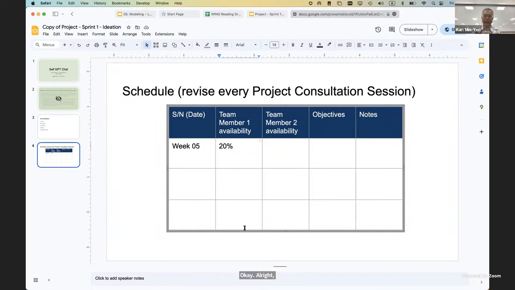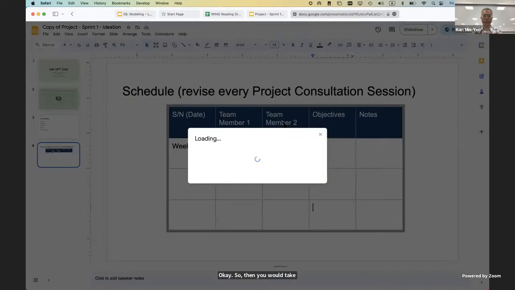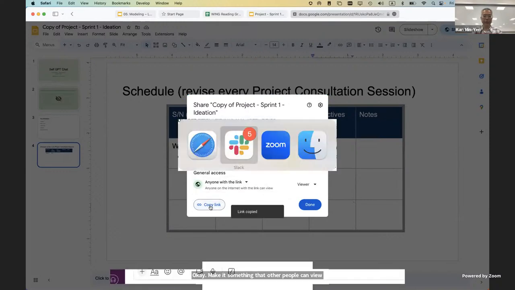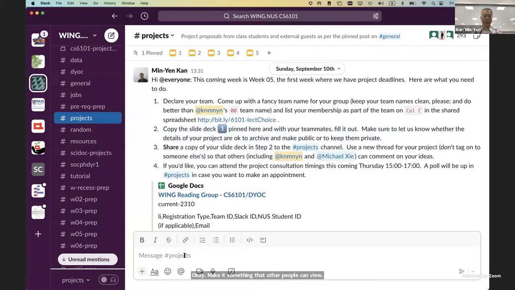I'm not going to tag you for that, but it's important to have that down and put some ideas of what objectives you're trying to do, okay? Then you would take this deck, make it something that other people can view, copy the link, and then dump it into projects.